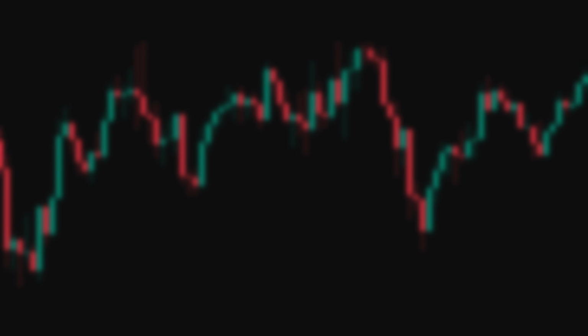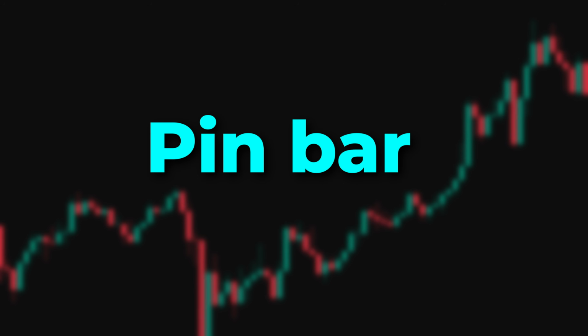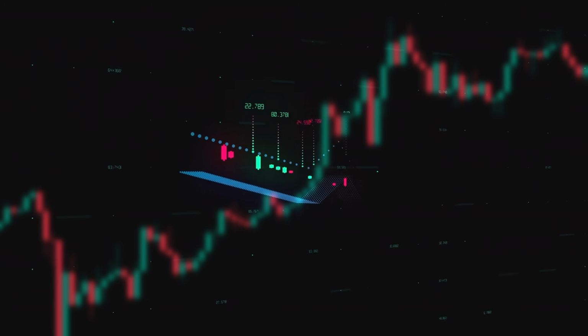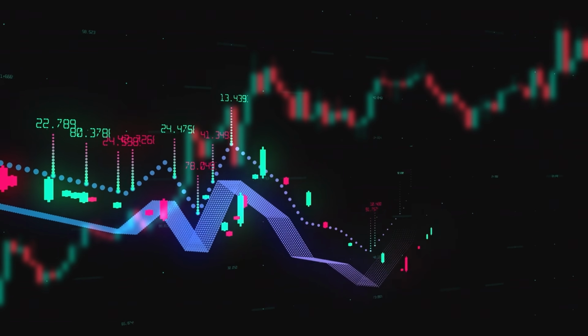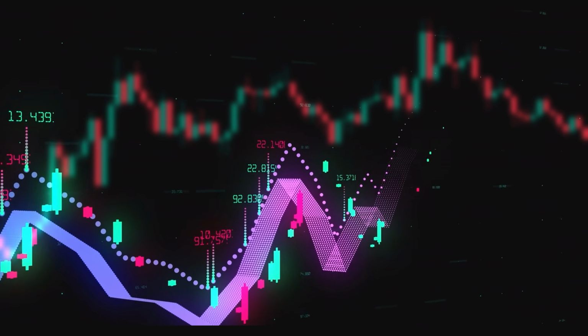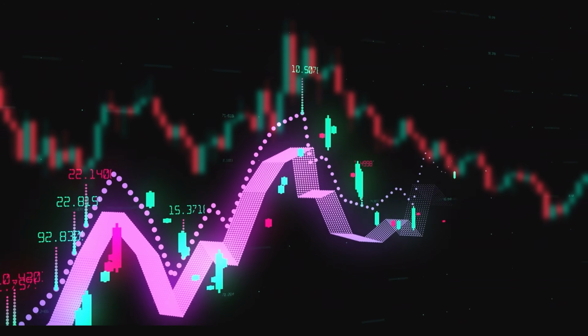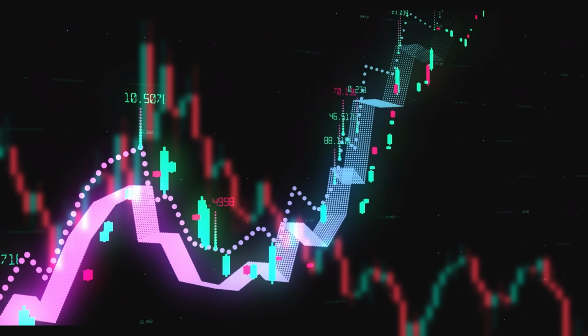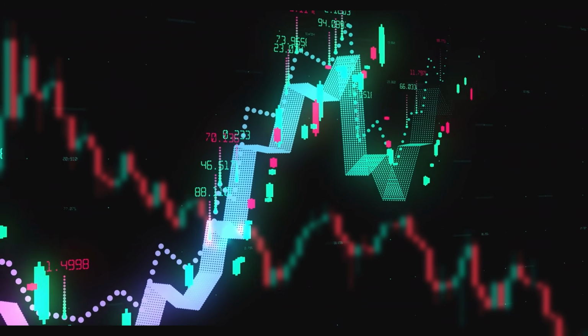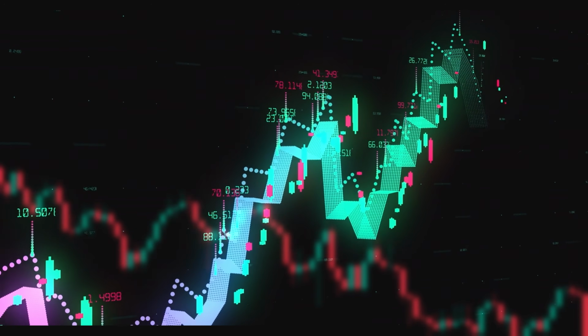Traders, buckle up. Today we're diving into one of the hottest candlestick patterns that can supercharge your trading game: the pin bar. This pattern is your secret weapon for spotting reversals and jumping into trades before the price rockets in a new direction. No complicated formulas here, just clear logic, real-world examples, and practical entry rules that any trader, newbie or pro, can use.